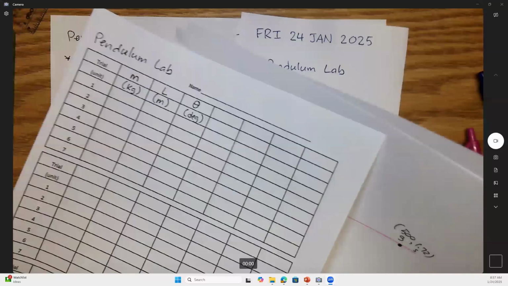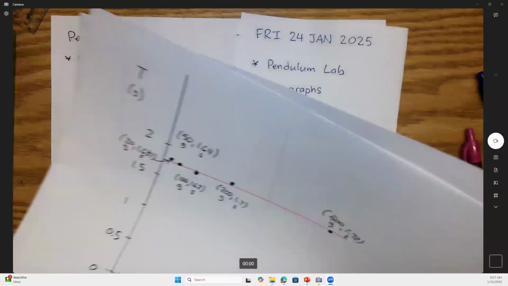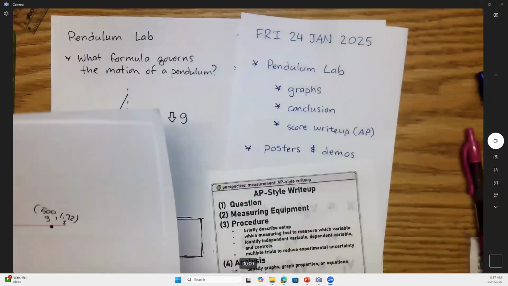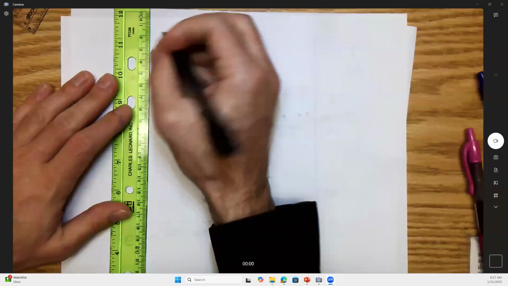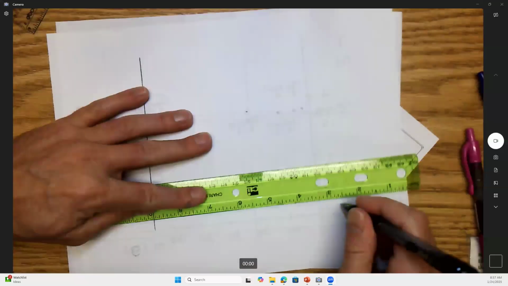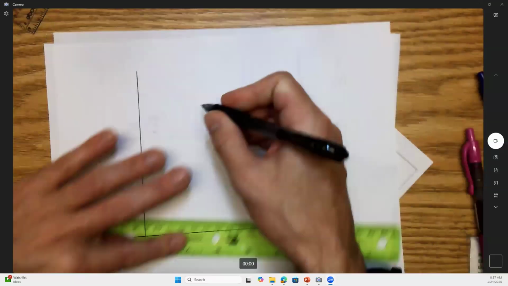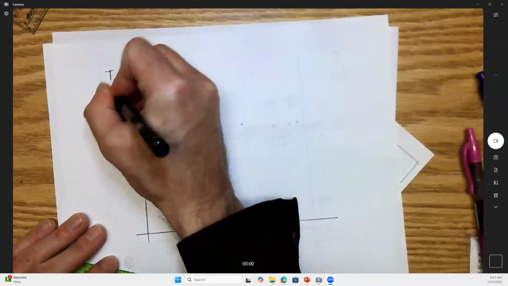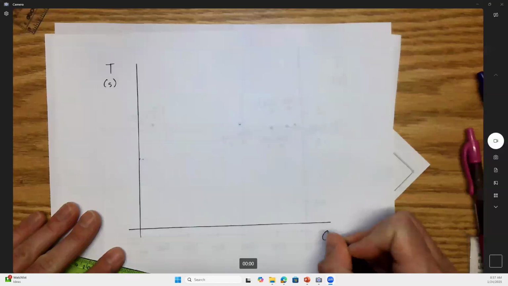Angle. All right, who's got some angle data to volunteer? Joseph. Okay. So we have to set up some axes again. You guys have some axes in front of you already. Okay. So we're doing time period in seconds as a function of angle in degrees.